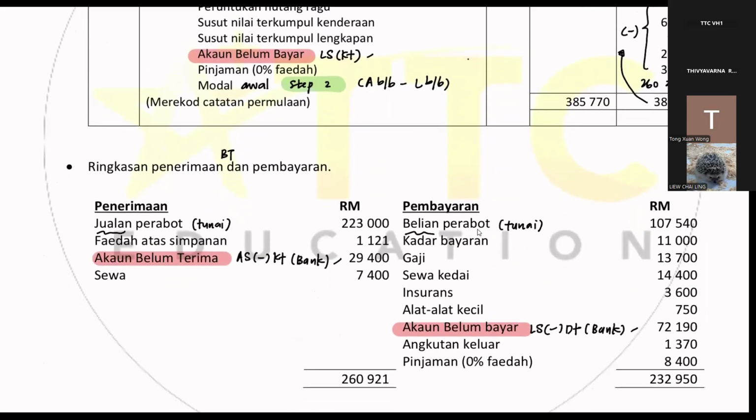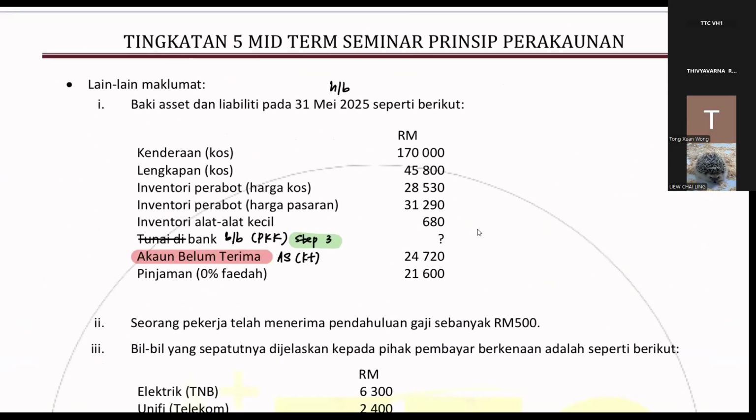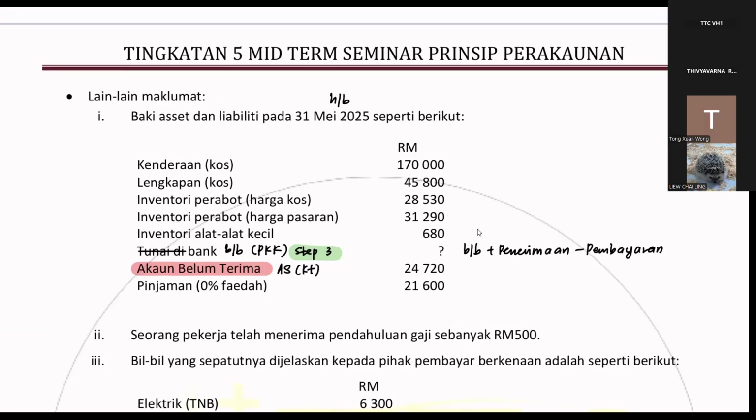And then you got a penerimaan. When you receive money, your money will increase, right? So you need to add your penerimaan also. Then when you pembayaran, you need to minus because after you pay money, your money will reduce. So basically, the formula will be Baki BB add penerimaan minus pembayaran. Then you will get your balance of money end of the period. So you will be able to get 140,071. Okay, this is step 3.